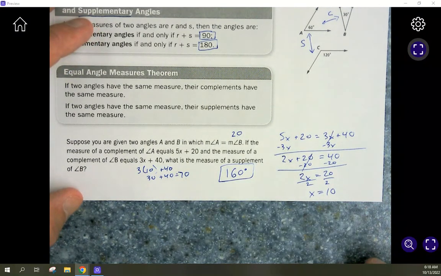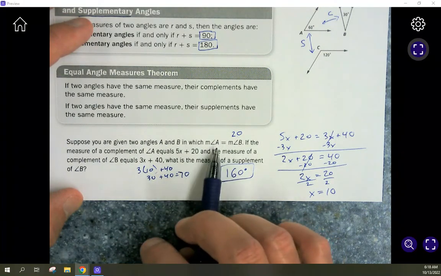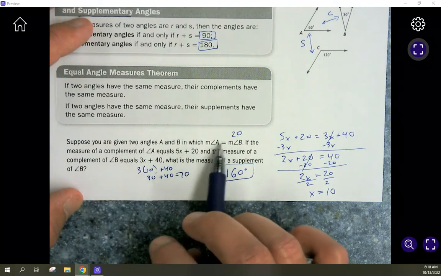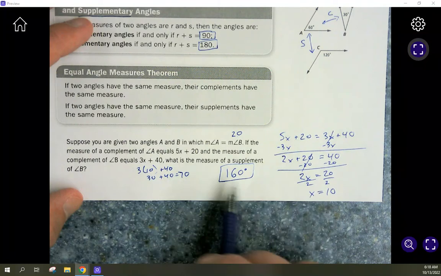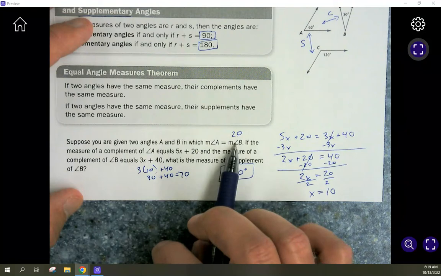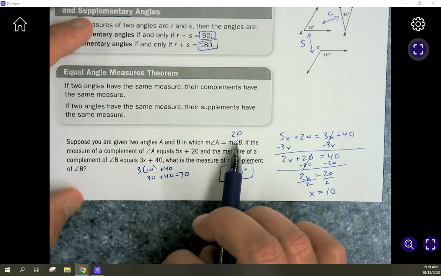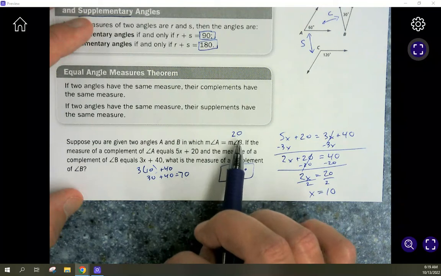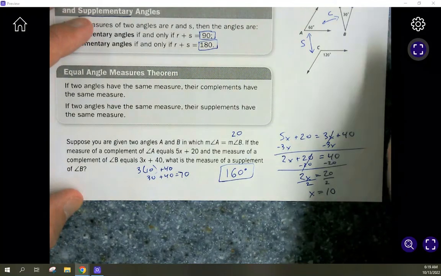So real quick again, how did I get through all of that? Two angles are equal. We don't know what their measurements are. But we know that the complement of one of them is this, and the complement of the other one is that. Since they're equal, the complements have to be equal. So I set those equal to each other and solved for x. Once I had x, I plugged it back in and figured out exactly what this angle measurement was, not angle B, but the complement of angle B. So if the complement of angle B is 70, that makes B 20 because the complements have to add up to 90. And once I know that angle B is 20, I know the supplement of angle B, the angle that adds up with it to create 180, is 160.